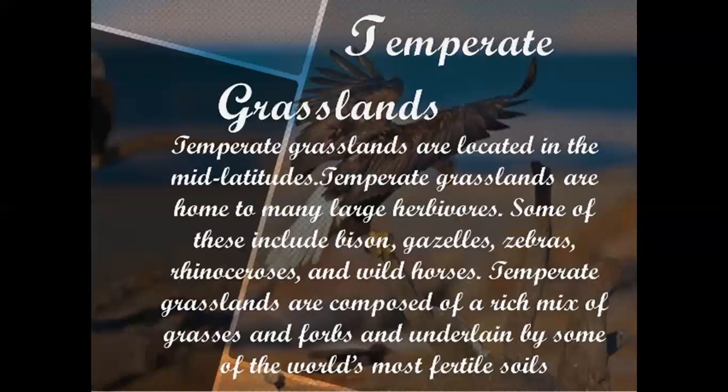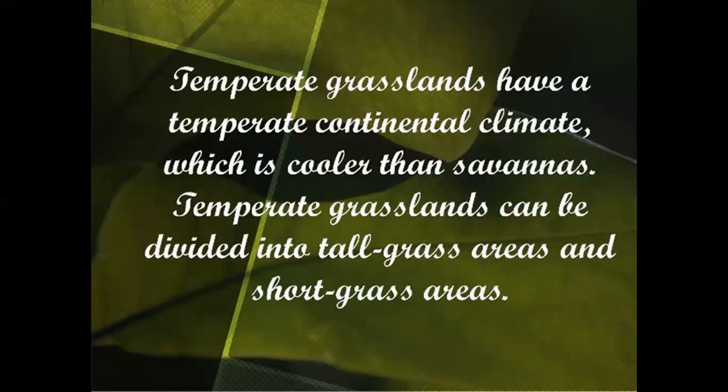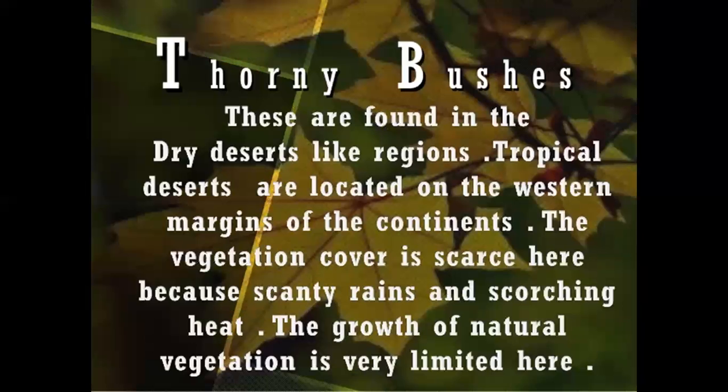Let's talk about temperate grasslands. Temperate grasslands are located in the temperate regions, which are found in the interior of the continents. These grasslands are known as the steppes in Europe, pampas in South America, prairies in North America, veld in South Africa, and downs in Australia. Temperate grasslands are drier and colder than the tropical grasslands. Also, temperate grasslands have hot summers and cold winters.